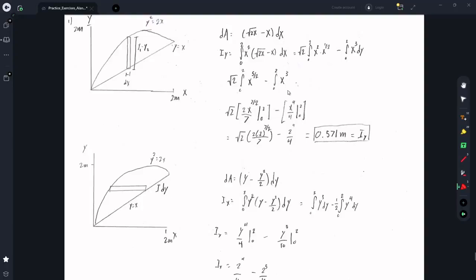And then the other integral is going to be x to the power of 3 plus 1, so x to the 4 over 4, from 0 to 2. Plugging everything in, we get 0.571 meters to the fourth for the moment of inertia about the y-axis.